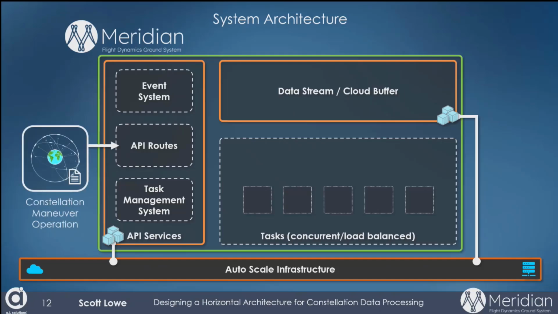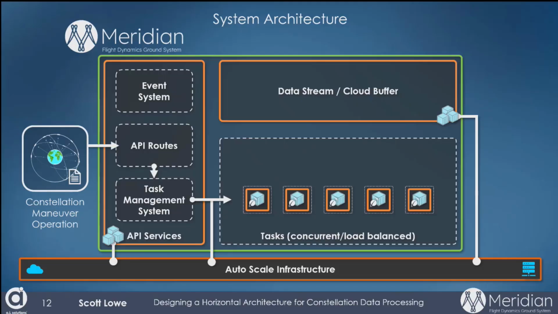So let's say that we have that same Constellation maneuver operation, and we have an operator submit it to Meridian and say, hey, I need to fly this large scale set of maneuvers. That operation would go into our API route. The API route would work with our task management system. The task management system would then work with the autoscale infrastructure. Again, this can be any cloud platform that you're running on. And then the task management system is coordinating to turn on these task containers. These are all running concurrently. They're all load balanced, and so they're able to split that processing horizontally.